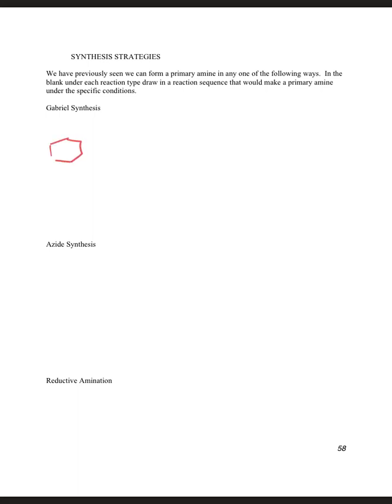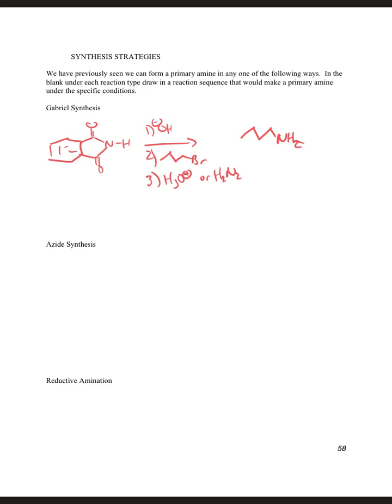So the Gabriel synthesis is, we add hydroxide to phthalimide, then we add whatever alkyl halide we need, followed by either acidic water or hydrazine, and this gives us, in this example, our butanamine. Okay. The azide synthesis, we would start with the same 1-bromobutane. We'd add azide to it, and then after that we could add our LAH to that, and that reduces it down to butanamine, 1-butanamine.